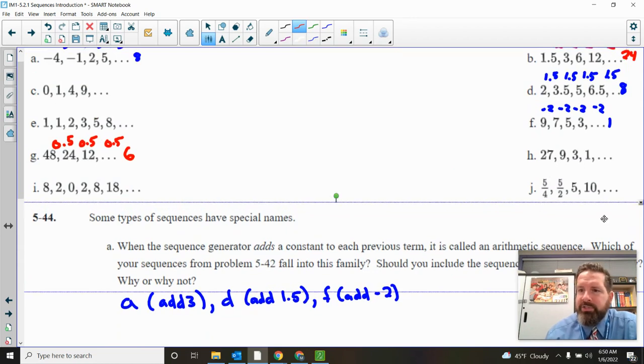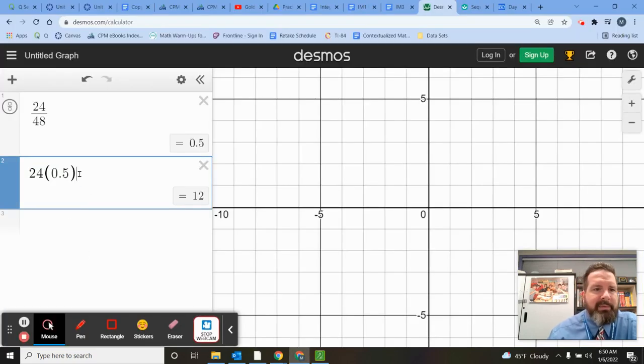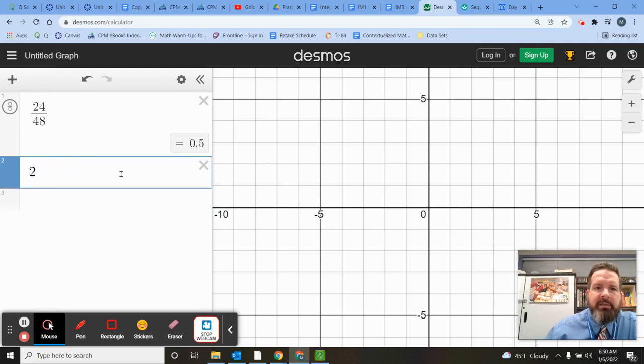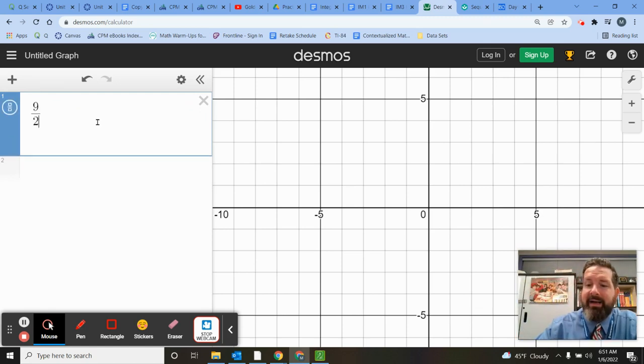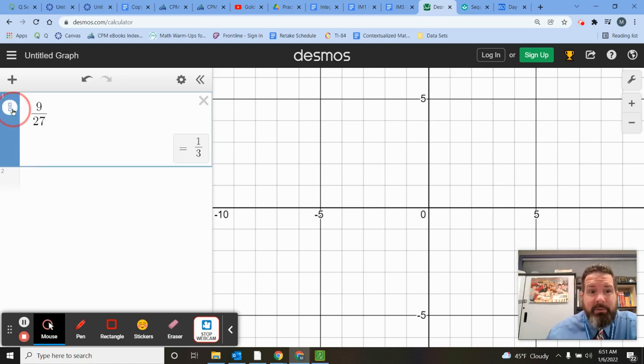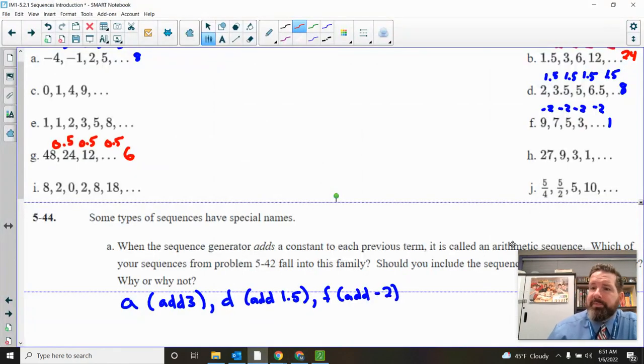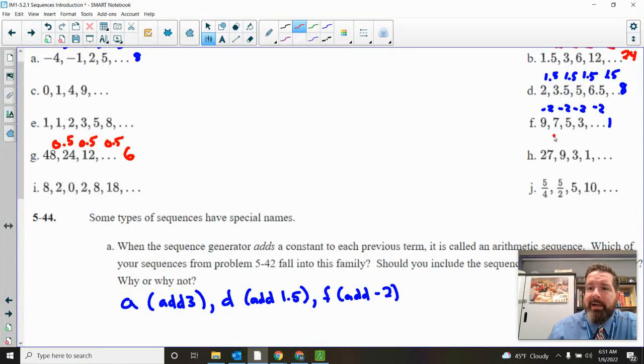Okay, letter H. Let's take a look what we got. So from 27 to 9, how much do we have to multiply by? I'm going to clear these out again. Remember, the way you find that is you're going to take the end result divided by where you started. So 9 divided by 27. Hope you recognize that decimal. That's the fraction 1/3. So to get from 27 to 9, you multiply by 1/3.